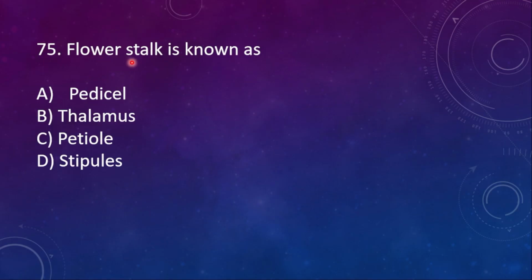75. Flower stalk is known as option A, pedicel, B, thalamus, C, petiole, D, stipule. So here the right option is thalamus. Stalk of the flower is called as what? Thalamus.